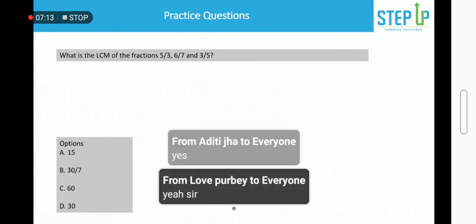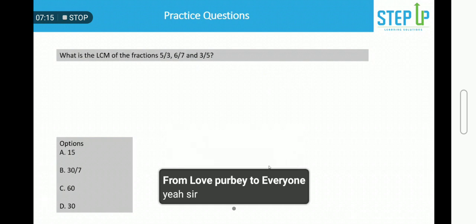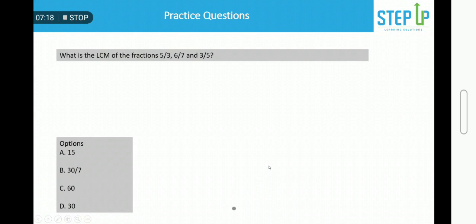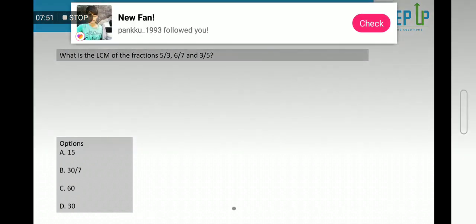Now a slightly different question. Sometimes you get numbers like this: one is 5 by 3, the other is 6 by 7, the other is 3 by 5. What will you do in this case when it is actually a fraction? It could be a tricky scenario. So in this, we knew how to calculate LCM.